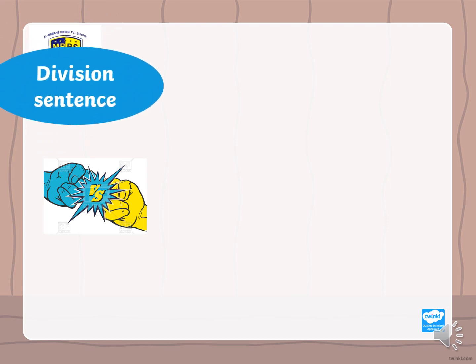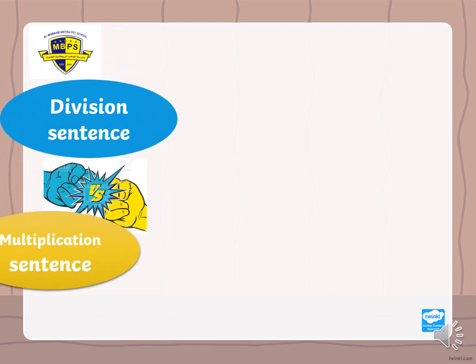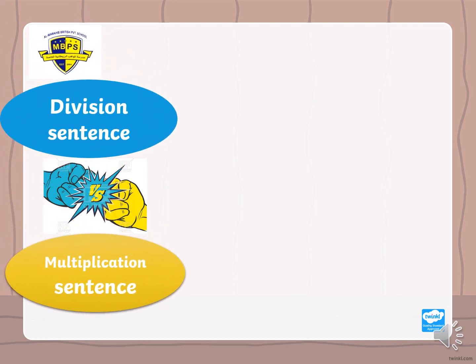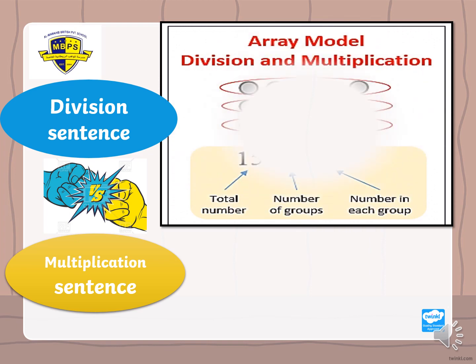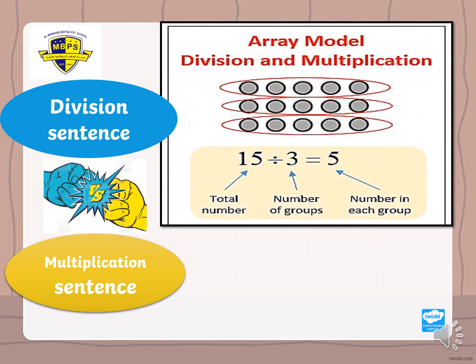Division sentence versus multiplication sentence. Now let's recognize how we can write a division sentence and a multiplication sentence. Look at this model. We have here some counters and they are divided into groups. So let me start with the division sentence. 15 divided by 3 equal 5.